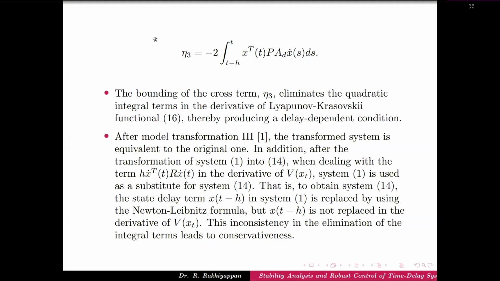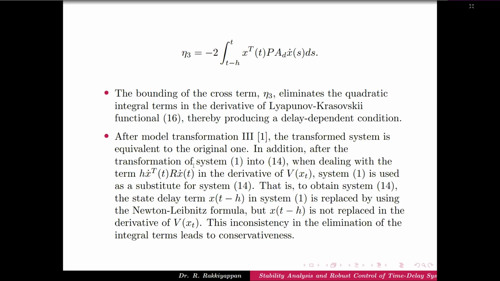Then we can use different inequalities like the basic inequality, Park inequality, or Moon inequality. So we could achieve some results while using the different inequalities. So this is the bounding of the cross term. We have x transpose of t as well as x dot of s, so we have the cross term. Eta 3 eliminates the quadratic integral term in the derivative of the Lyapunov-Krasovskii functional, thereby producing a delay dependent condition. So after model transformation 3, the transformed system is equivalent to the original one.